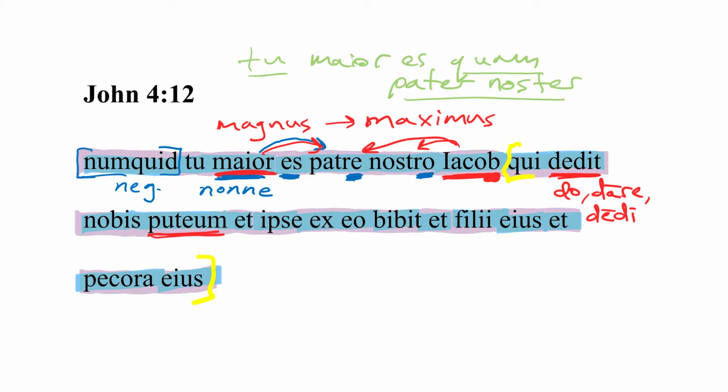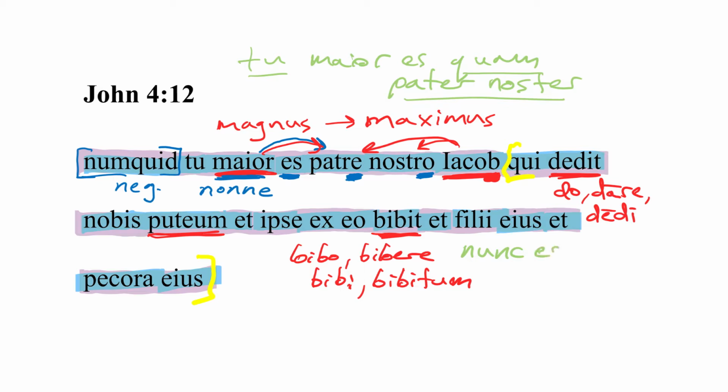and who himself drank from bibo, bibere, bibi, bibitum. You might think of Horace's dictum from one of his poems, nunc est bibendum, passive periphrastic construction. Now is the time for drinking. He himself drank from it, that is from the puteus, third person singular, perfect active indicative from bibo. And also, guess who else drank from it? His sons and his sheep and goats.